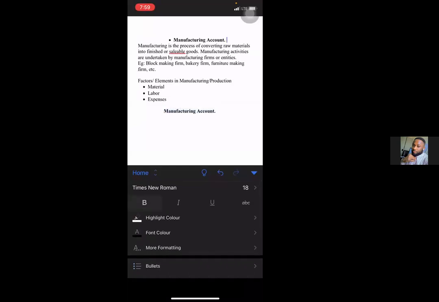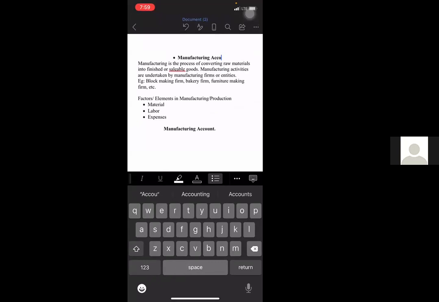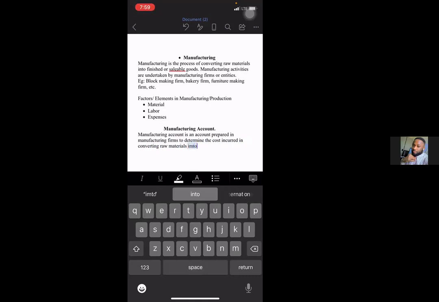What is a manufacturing account? It's an account that's prepared to determine the manufacturing cost of finished goods. So, a manufacturing account is an account prepared in manufacturing firms to determine the cost incurred in converting raw material into finished goods.